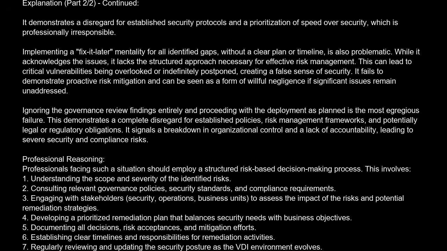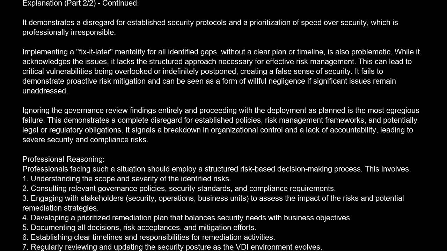Professional reasoning. Professionals facing such a situation should employ a structured risk-based decision-making process. This involves: 1. Understanding the scope and severity of the identified risks. 2. Consulting relevant governance policies, security standards, and compliance requirements. 3. Engaging with stakeholders, security, operations, business units, to assess the impact of the risks and potential remediation strategies.